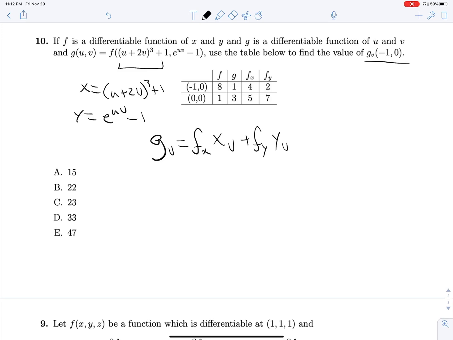Gv at -1, comma 0, we know that that -1, comma 0 is for x, and oh, sorry, it's 11, 12, and 9. I'm kind of going crazy. Those values are for u and v because we see that G is composed of u and v. So when u is equal to -1 and v is equal to 0, we can solve for what x and y are going to be for this ordered pair that they're giving us here.